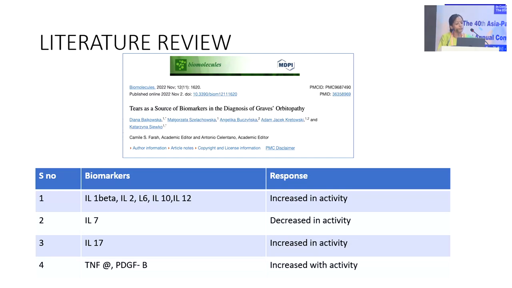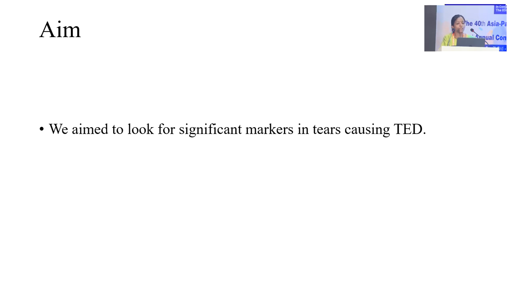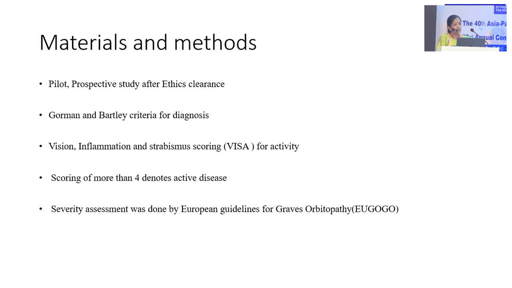This particular review was very interesting, and they had listed a few cytokines, inflammatory markers, which were elevated in thyroid eye disease. So with this backup, I decided to go ahead with the study. We decided to look for significant markers in tears in thyroid eye disease. It was a pilot project done after ethics clearance. We diagnosed patients with Gorman and Bartley criteria.